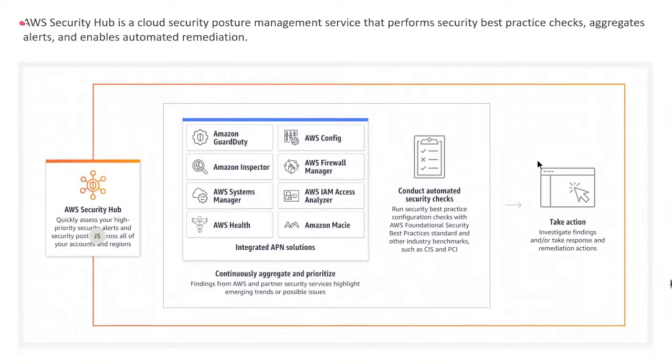This is also CIS and PCI certified control, overall Security Hub. The compliance is matched with them. If any attacker comes from malicious IPs, it is automatically blocked if your configuration is done.